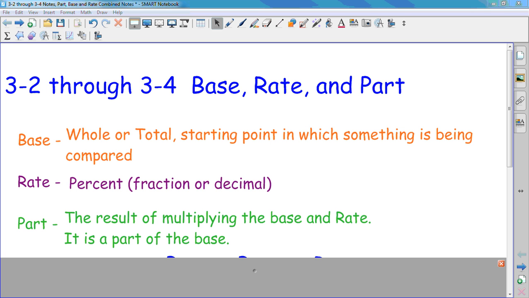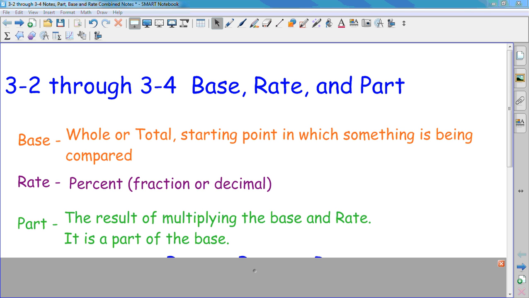Base is a whole or total, the starting point to which something is being compared. It's the beginning, it's the entire thing. Rate is percent. Now remember, we just found out yesterday that you can write percent 3 different ways. It also can be written as a fraction. It can also be written as a decimal.